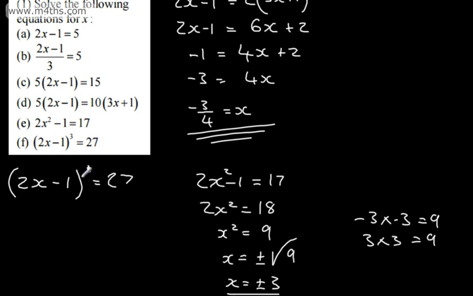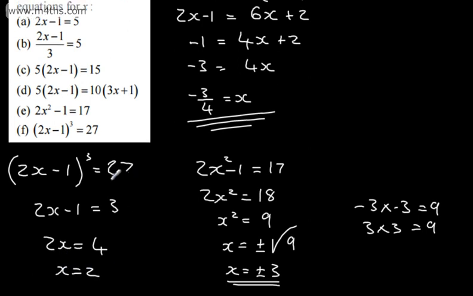I'm going to take the cube root of both sides. Taking the cube root of this clearly will remove the cube term, and taking the cube root of 27 will give me 3. 2x minus 1 is going to be equal now to 3. Adding 1 to both sides, 2x is equal to 4. Dividing both sides by 2, x is equal to 2. So that's what we've got.